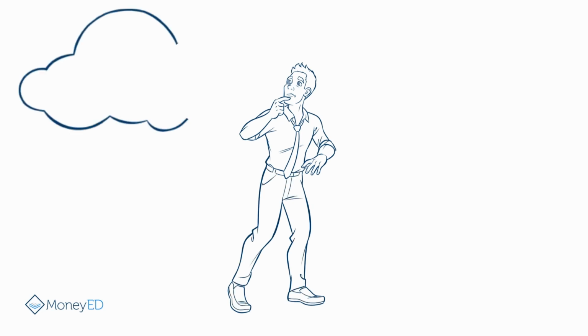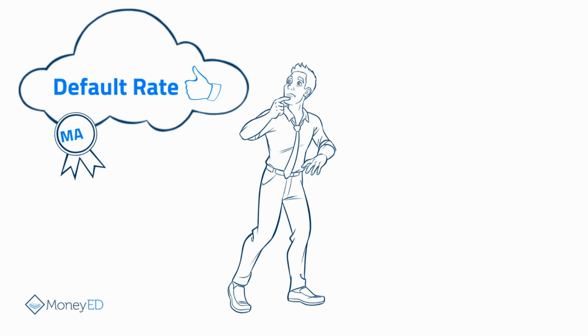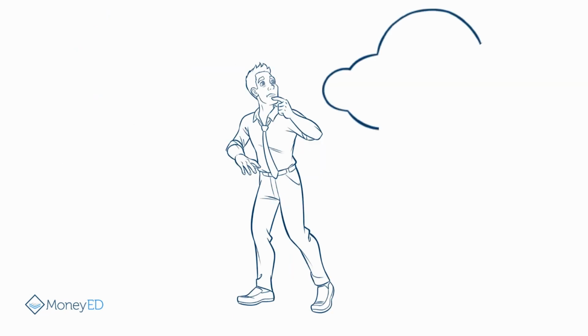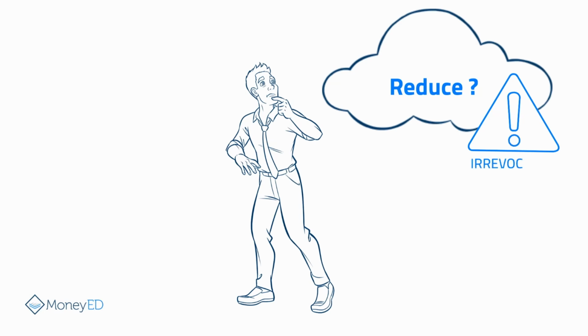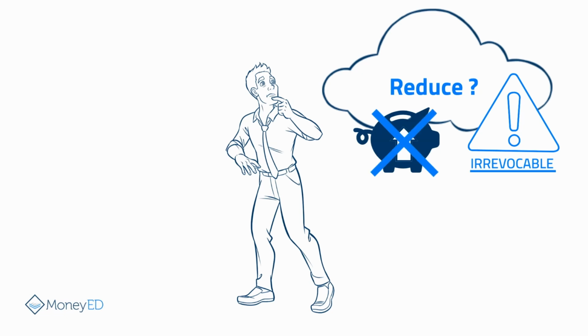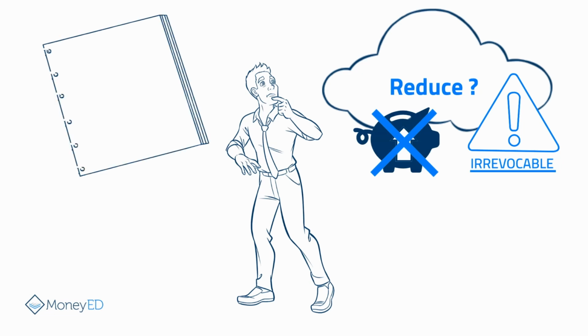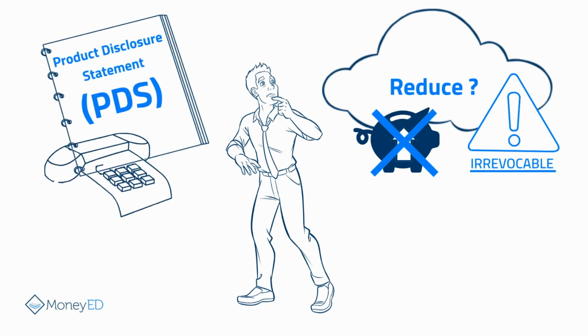Keeping your member contribution rate at the default rate is the surest way to maximise your final benefit. But if you do want to consider reducing your member contribution rate, you should know that doing so is irrevocable, so you won't be able to increase your member contribution rate again in the future. There are also several other considerations that we haven't covered in this video, so you should read the PDS carefully and seek professional advice to ensure you make the best decision for you.